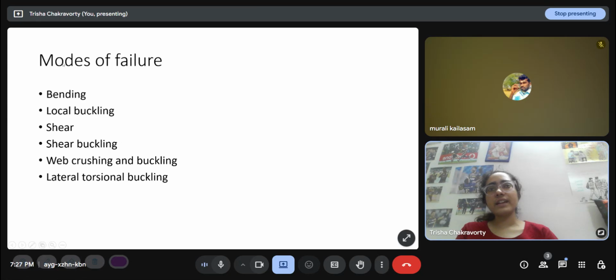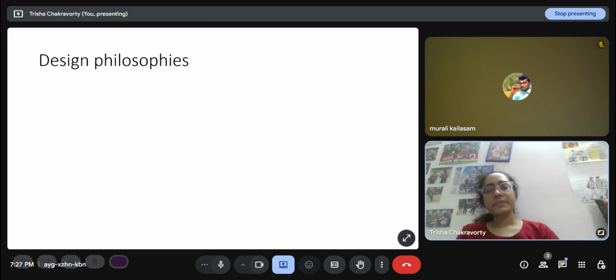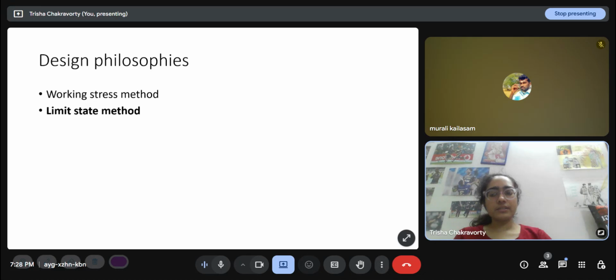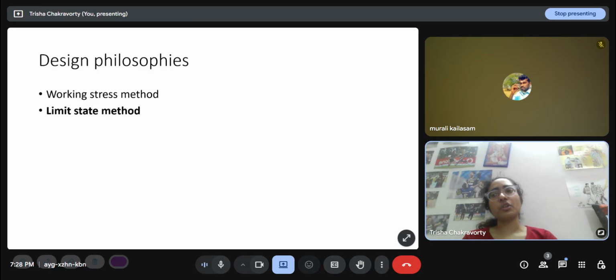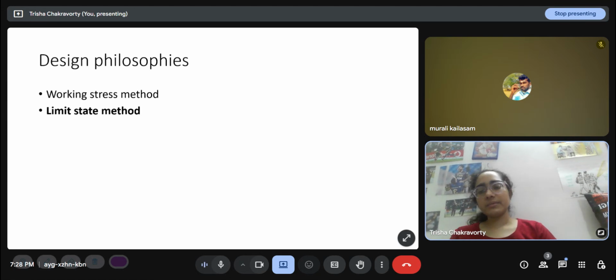So whenever I have to design a particular type of element, we list down all the modes of failure, all the ways it can fail. Corresponding to each, there will be a limit state, and I have to satisfy all those limit states. This leads us to the design philosophies, the working stress method and the limit state method. The earlier codes, like 20-30 years back, followed the working stress method, but the current revisions all work with the limit state method.